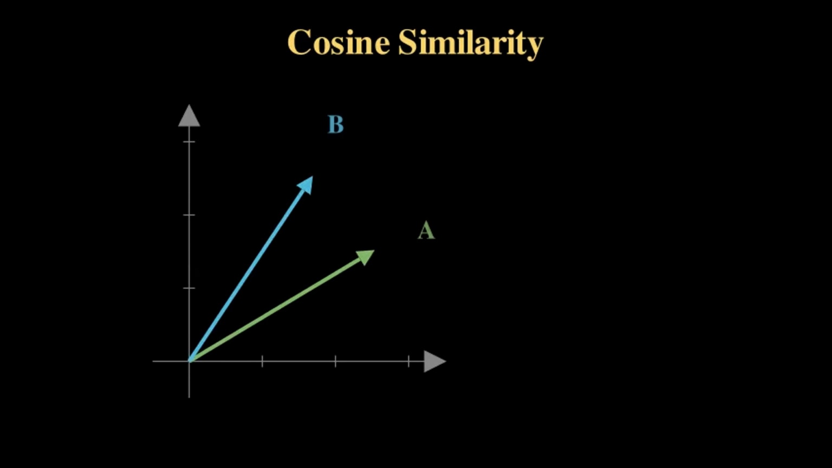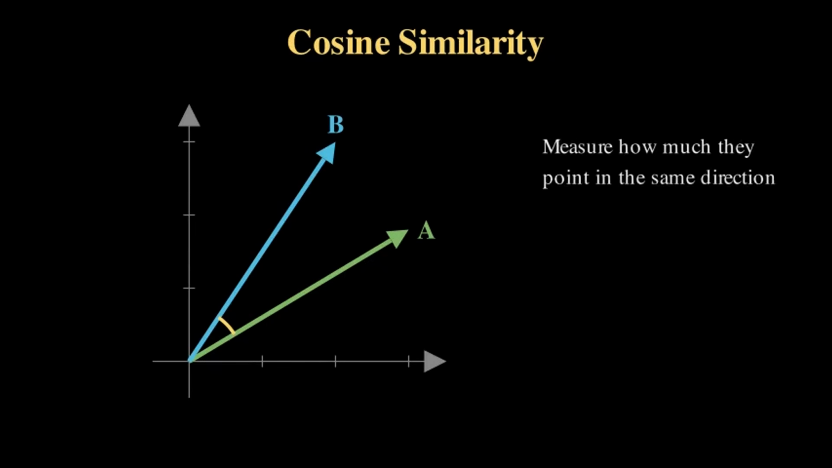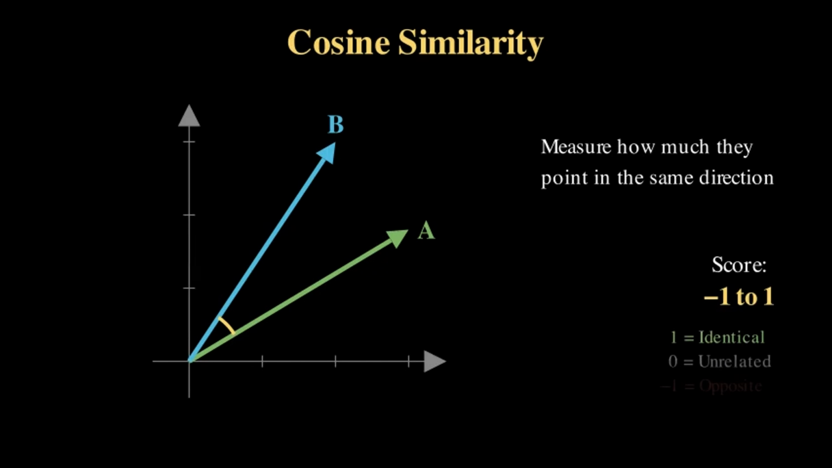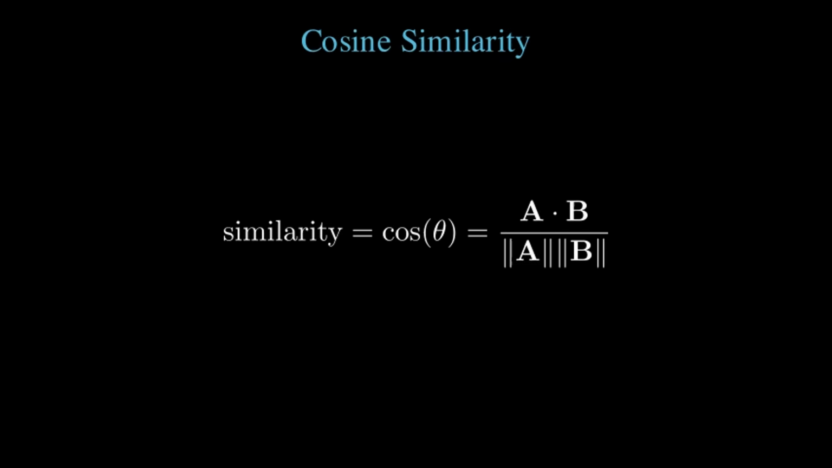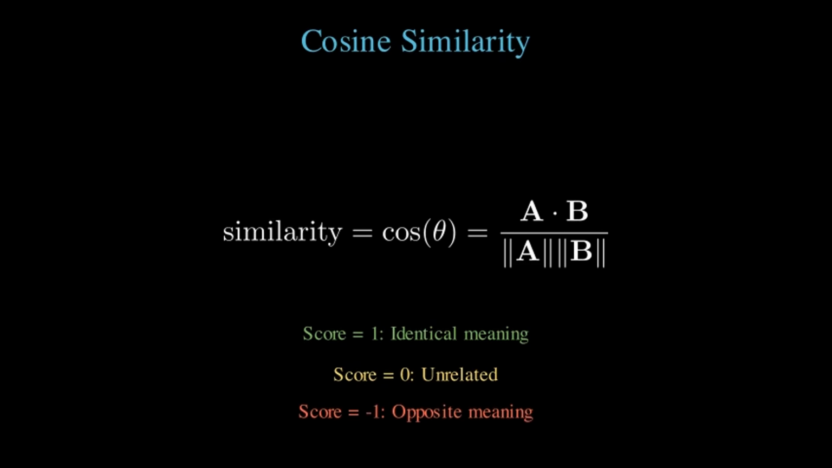All this is saying is take 2 vectors, A and B, measure how much they point in the same direction, and return a score between -1 and 1. A score of 1 means they're identical in meaning. A score of 0 means they're completely unrelated. And anything negative means that they're basically opposites.